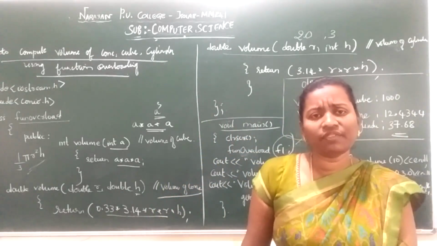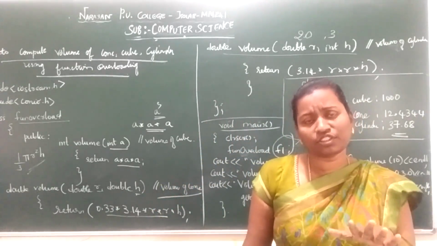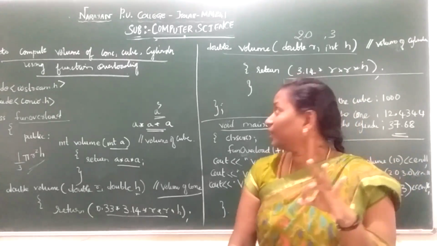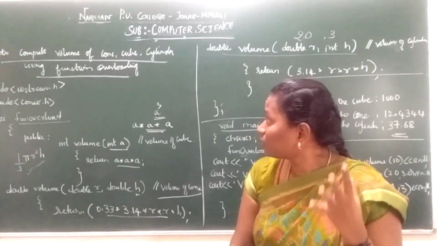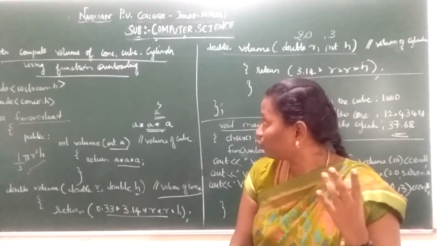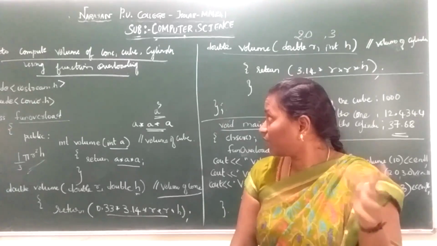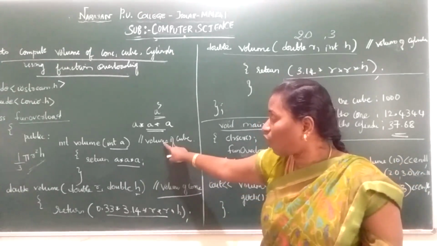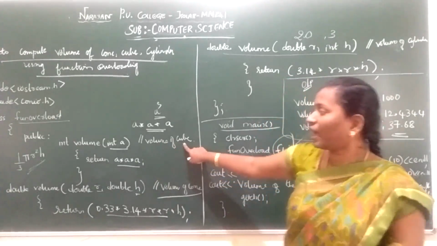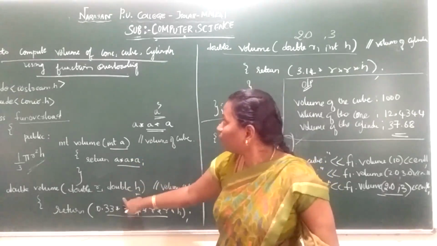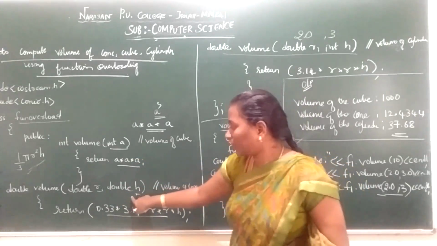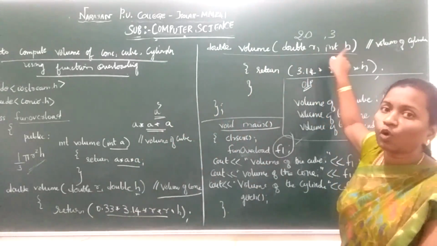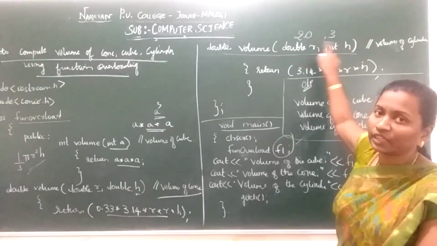I repeat what we have done. We have calculated the volume using 3 functions, for 3 solid shapes: cone, cube and cylinder. For cone the formula is different, for cube it is different, for cylinder it is different. So based on the type of arguments, see, for volume of a cube I have only 1 argument. For volume of a cone I have 2 arguments, and the data type is the same. For volume of a cylinder also I have 2 arguments, but the data types are different, r and h.